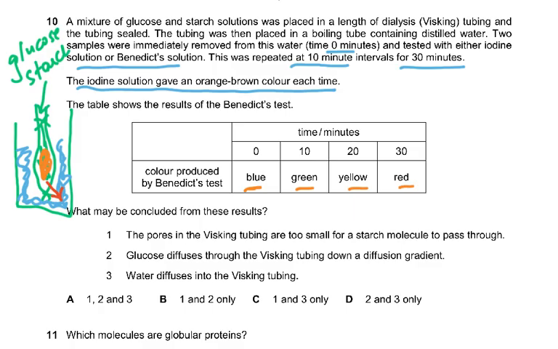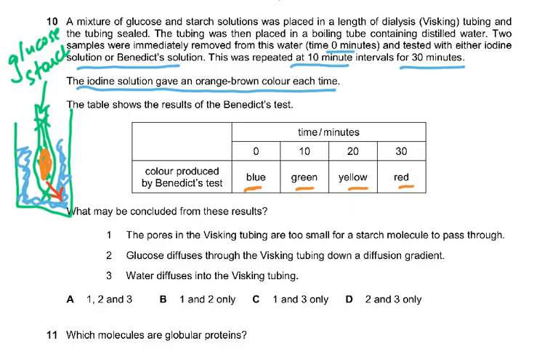What may be concluded from these results? The pores in the dialysis tubing are too small for a starch molecule to pass through. Yes, that's correct. Glucose diffuses through the dialysis tubing down a diffusion gradient. Water diffuses into the dialysis tubing. Water diffuses, so what is happening?